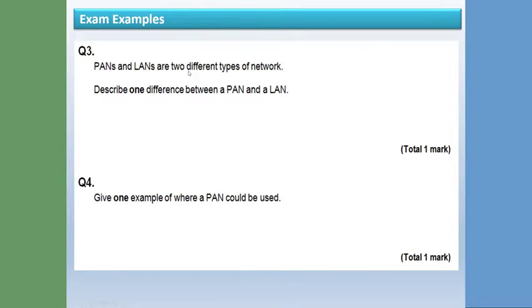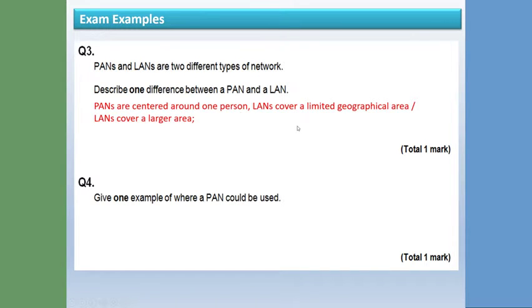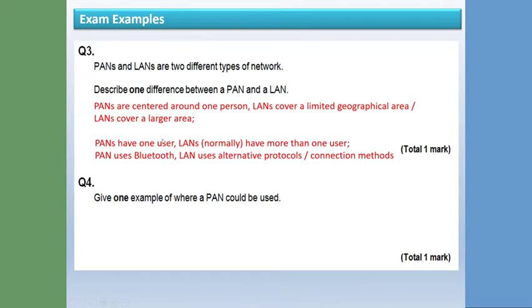A PAN and a LAN, they're two different types of network. Describe one difference between a PAN and a LAN. Well, PANs are centered around one person. LANs cover a limited or small geographical area. LANs cover a larger area than PANs, so there's one difference. PANs have one user. LANs will normally have more than one user. PANs will use Bluetooth, whereas LANs can use alternative protocols or connection methods like cables.